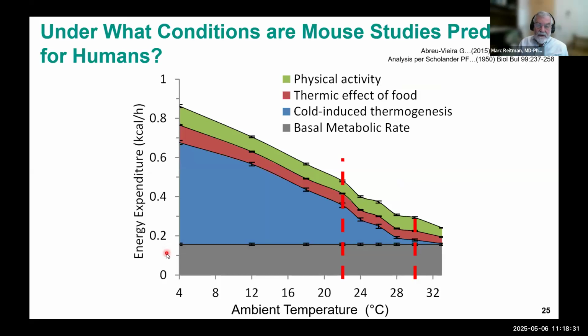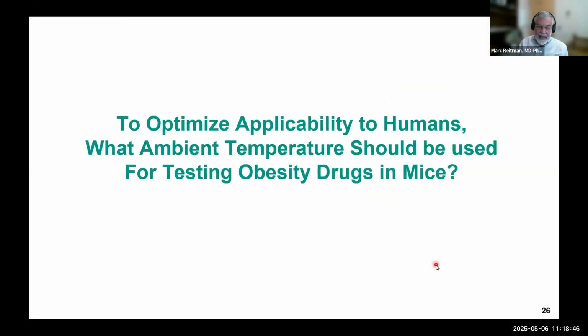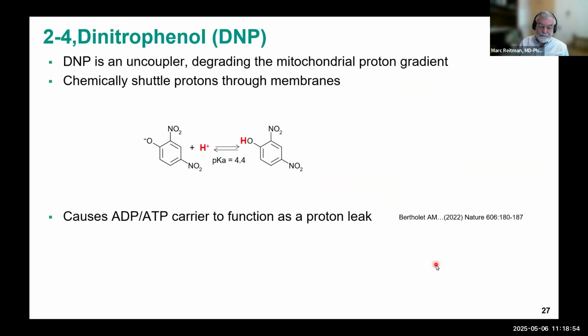So this brings up the question, what about humans? Humans are probably somewhere here on the curve where we have a little bit or maybe no cold-induced thermogenesis typically. Can we study mice at a temperature that better models human physiology? So how do we optimize ambient temperature to understand obesity drug efficacy?